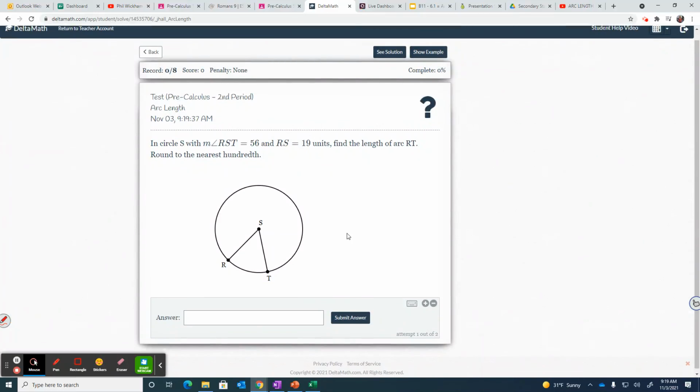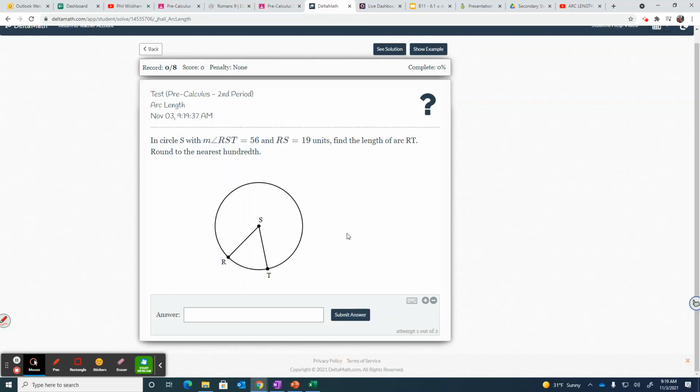You've got some arc length. It gives you the measure of some angle, RST. That's the central angle, 56 degrees. And it's always going to give you a radius. So it says RS, that's just the length of a radius, here 19. So for arc length, that's just going to be 56 over 360 times 2 pi r, so times 2 pi and then the radius. And that's your answer. Just make sure you round to the nearest hundredth. You're just going to use one of those two formulas and round it to the nearest hundredth.